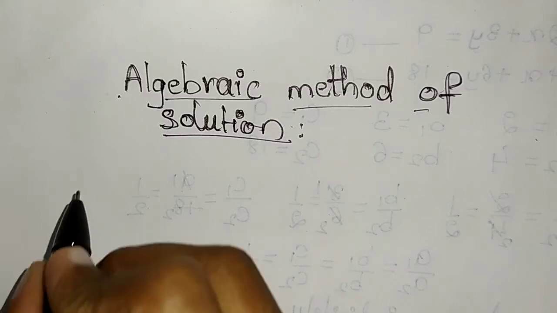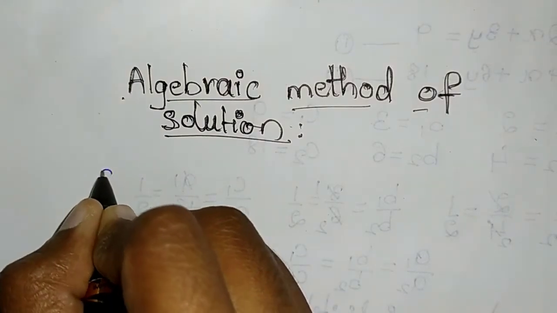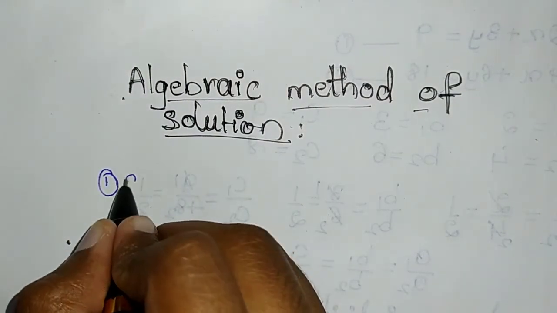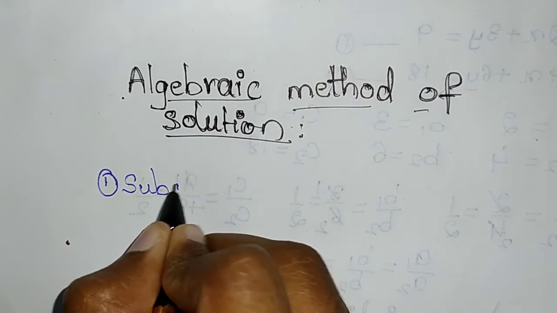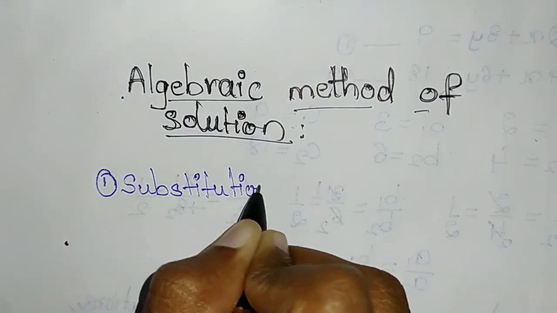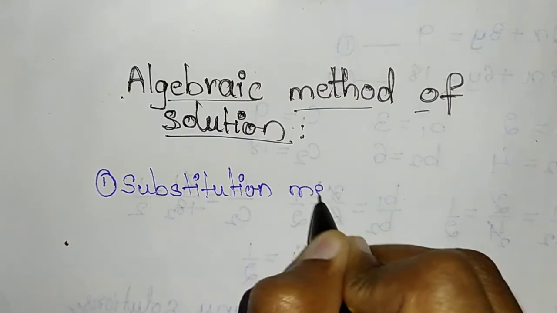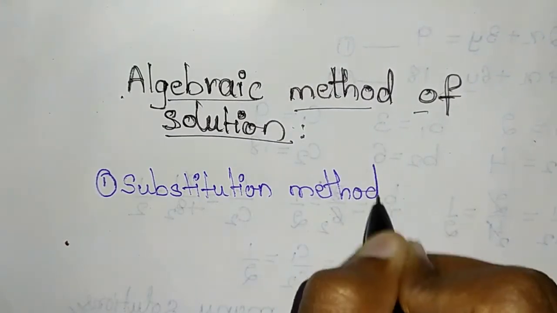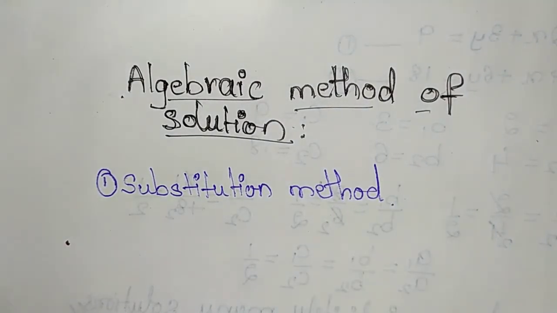Originally, there are three methods in your syllabus. The first method is known as substitution method. Here, we replace in between the variables. Suppose we have x and y variables in our two equations. Then here we replace either x or y variable in one of the equations with the other variable. This is the substitution method.